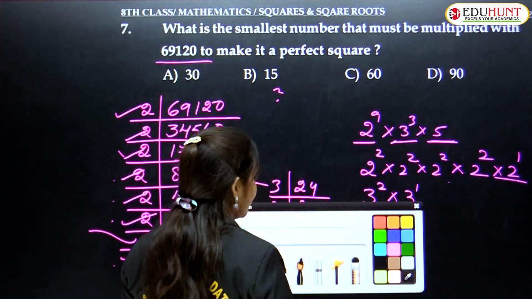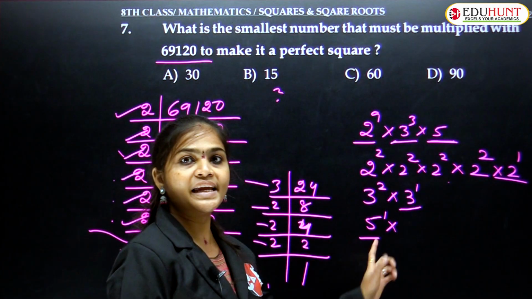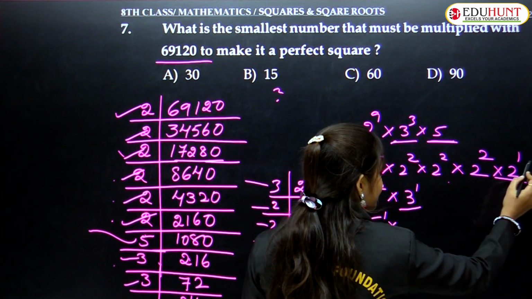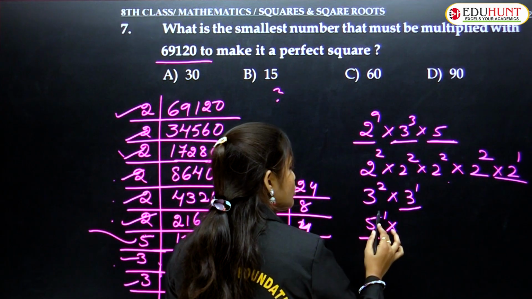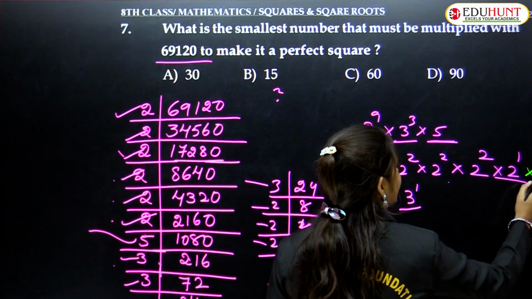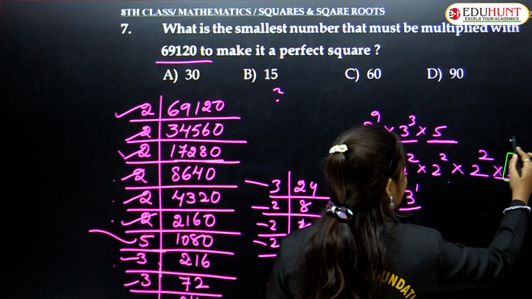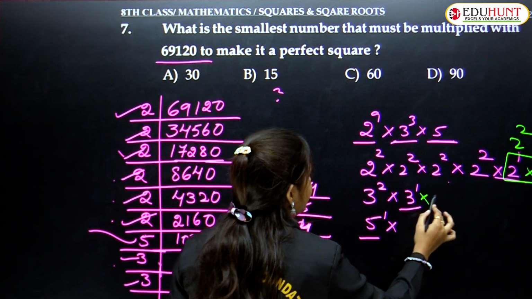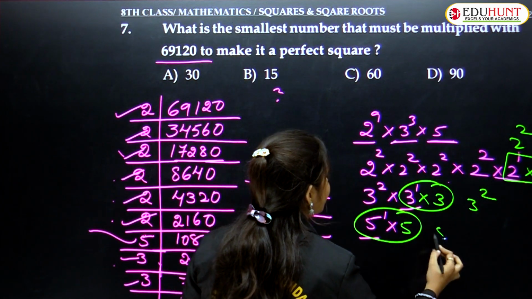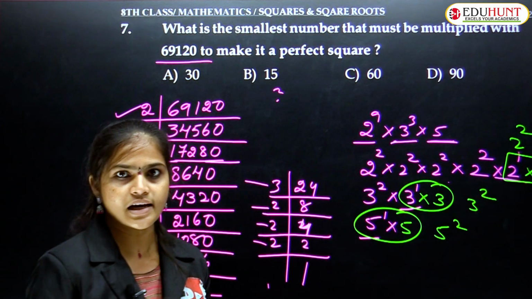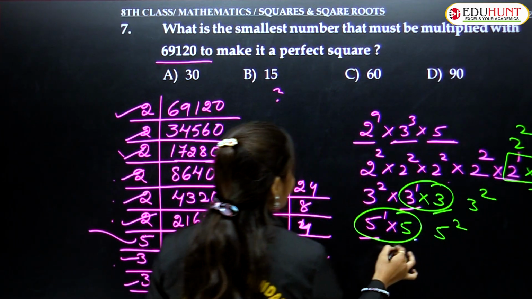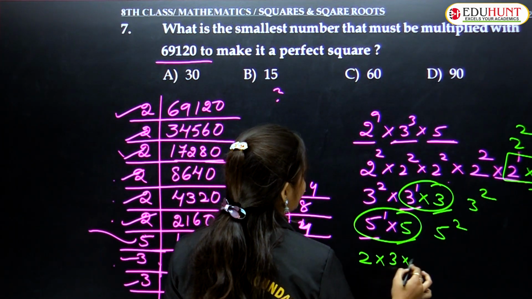So by multiplying, which number to make it as a perfect square? Which means here 2 power also should be equal to 2, and 3 power also should be equal to 2, and 5 power also should be equal to 2. By which number we have to multiply? If you multiply by 2, then you will get 2 square, and if you multiply by 3, then you will get here 3 square. If you multiply with a 5, then you will get 5 square. Understand? So by which number we have to multiply here? 2 into 3 into 5.